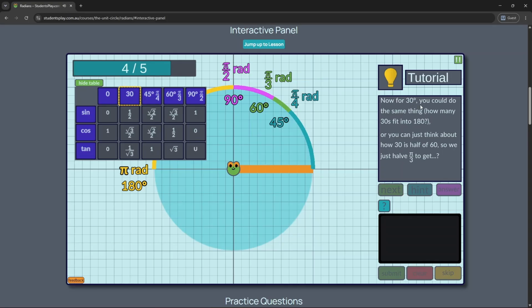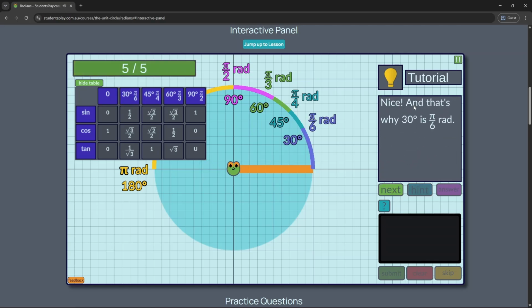Now for 30 degrees, you could do the same thing. How many 30s fit into 180? That would be 30, 60, 90, 120, 150, 180, so 6. You can also just think about how 30 is half of 60. So we just halve pi on 3 to get pi on 6. And that's why 30 degrees is pi on 6 radians.